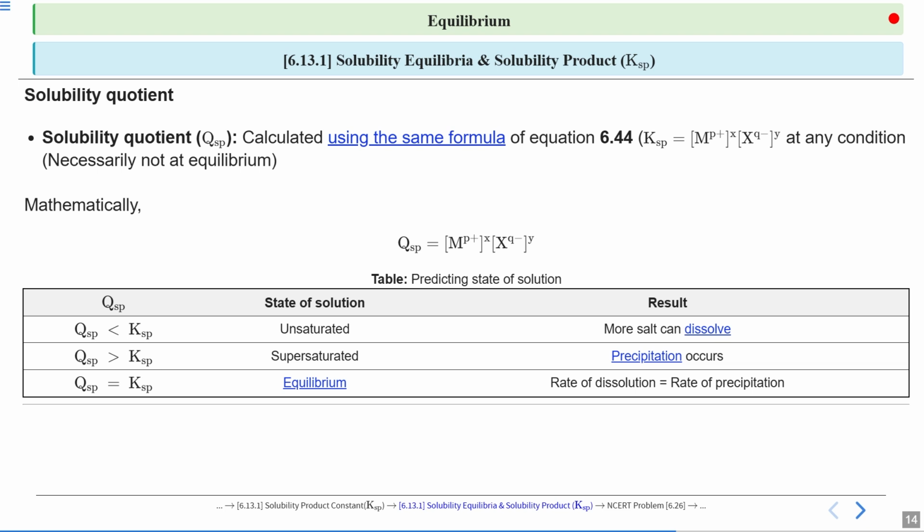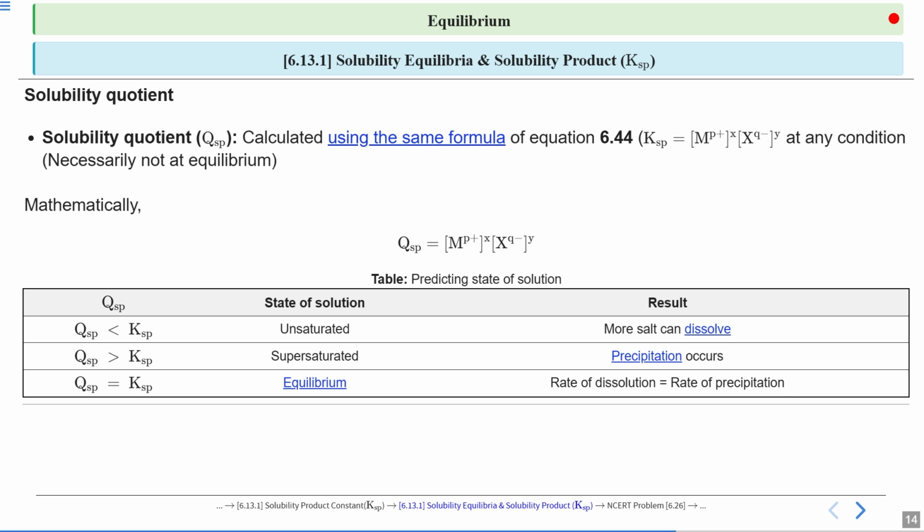What are those 3 states? So the first case is that your KSP is greater than QSP. So you consider your salt, you dissolve your salt, and then you try to calculate the QSP, and you see that your KSP value is greater than your QSP value. That means you have an unsaturated solution, meaning you can dissolve more and more salt.